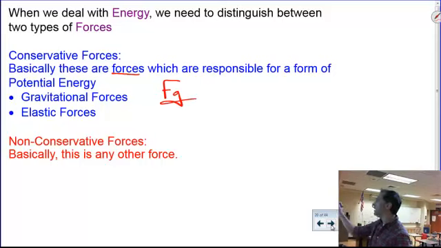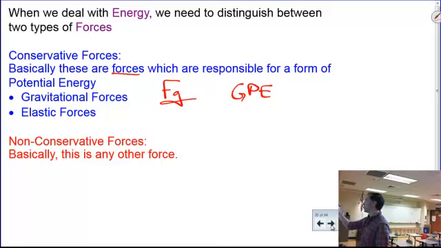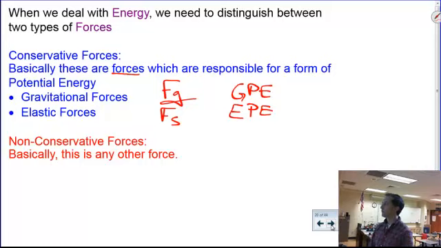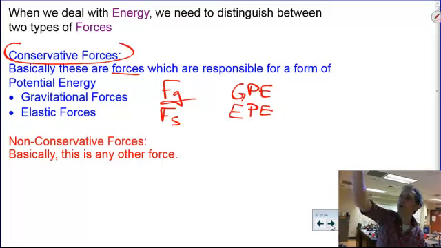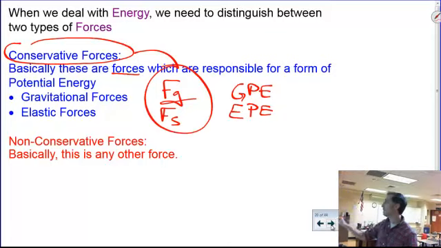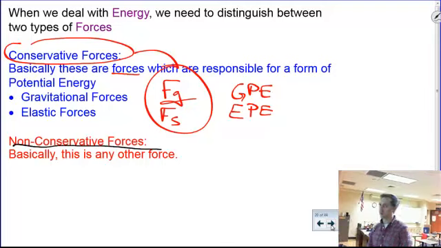The force of gravity is a conservative force because it is responsible for gravitational potential energy. The force from a spring or a rubber band would also be considered conservative because it's responsible for elastic potential energy. So for the purposes of this class, the only two conservative forces are gravity and the force from a spring or something like that. Non-conservative forces are anything else. If it's not conservative, then it is non-conservative.